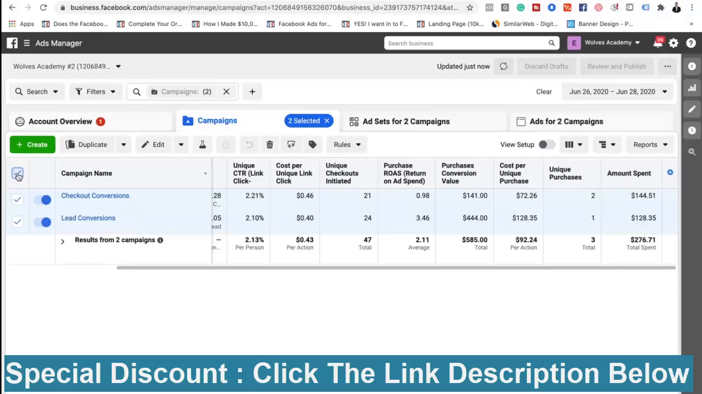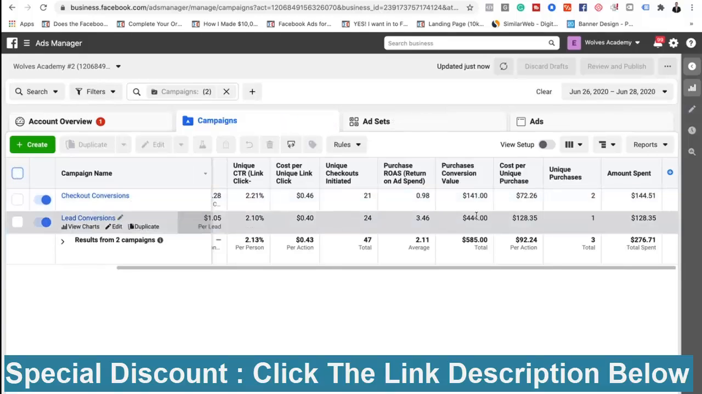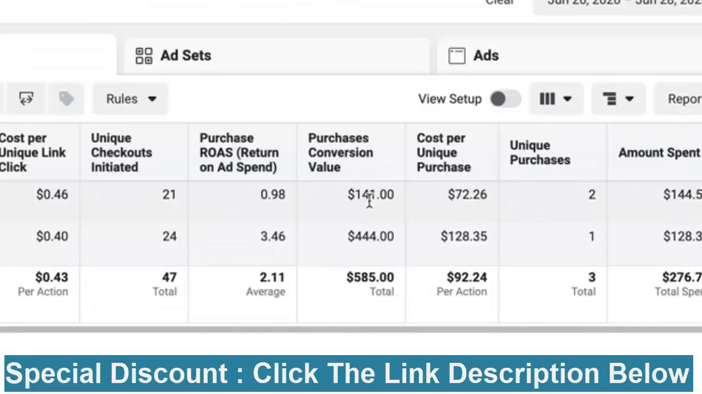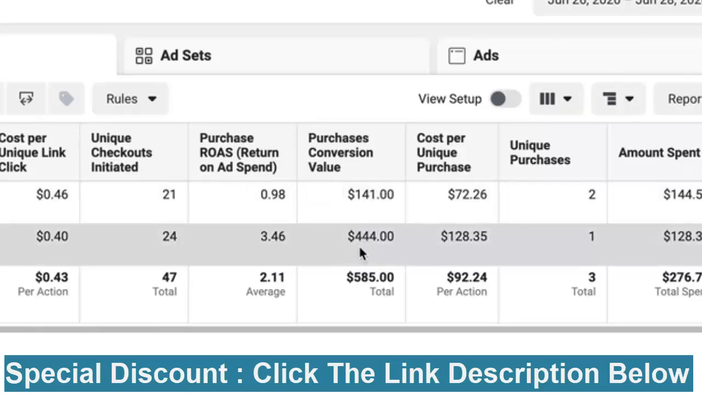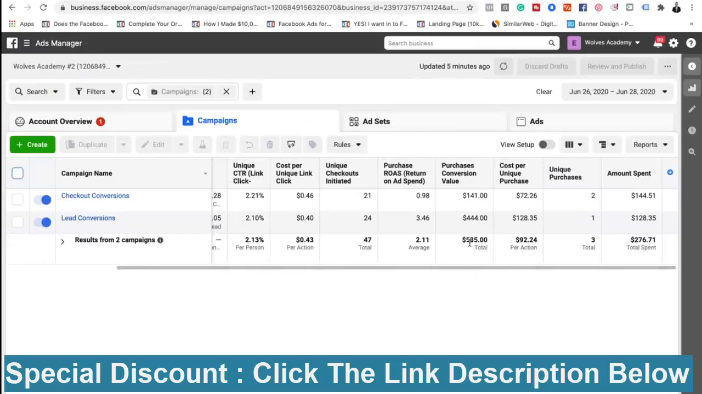$92.24. Now, if we look at the total amount earned, it's actually minus 47 because there's 2 unique purchases. So it would be $94 plus $444, which would be about $538. So $538 is how much we've actually made. We've spent this much. If we divide that by 3, that's how much we're earning per purchase. So we're earning over $100 per purchase, at about 175 or 180 per purchase right now.